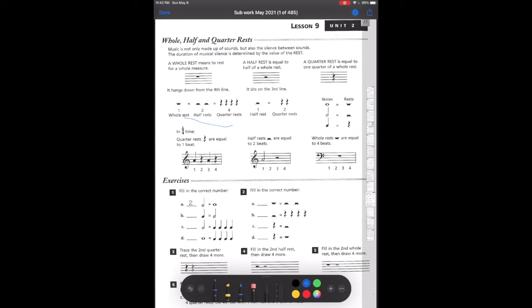It's telling you a lot of equivalencies right here. It shows you how the notes and their relations to the rests, if they have the same first name, it's the same amount of beats. Let me make sure you know where I'm writing. I have too much on the page. Okay, let's try that again. In 4/4 time, a quarter rest is equal to 1 beat. So that's 1 beat, that's 1 beat. In 4/4 time, a half rest is equal to 2 beats. And in 4/4 time, a whole rest is equal to 4 beats.